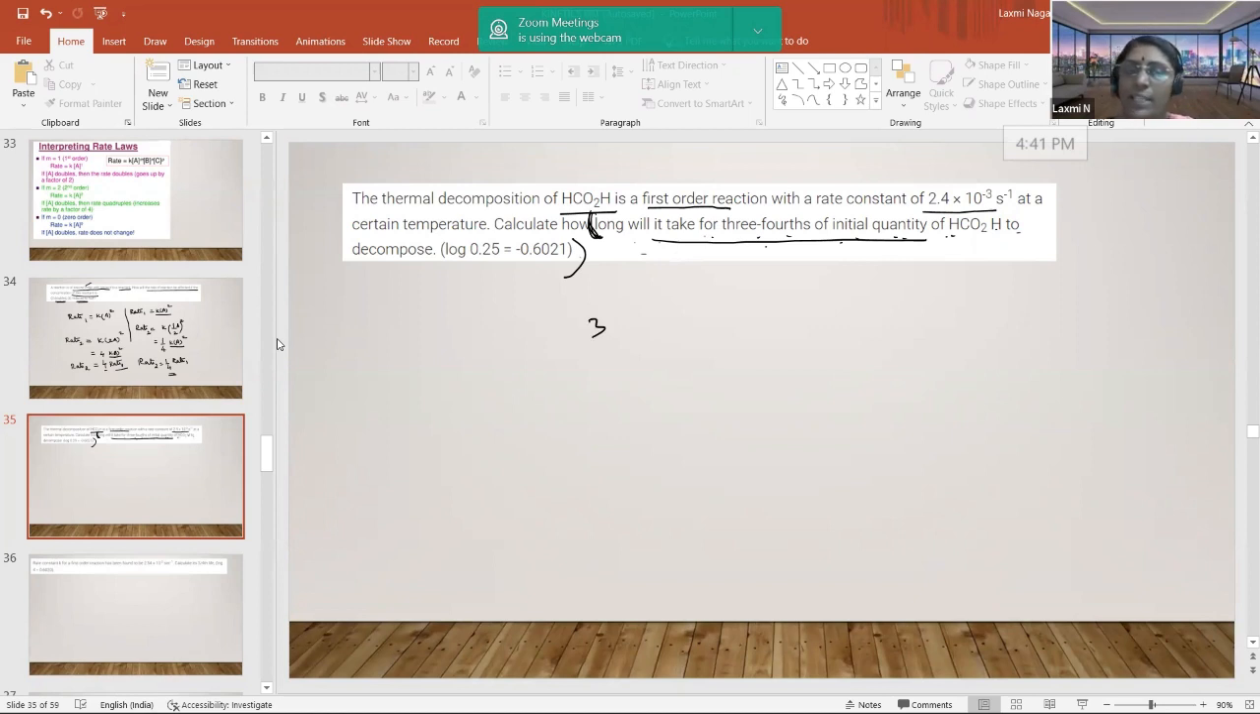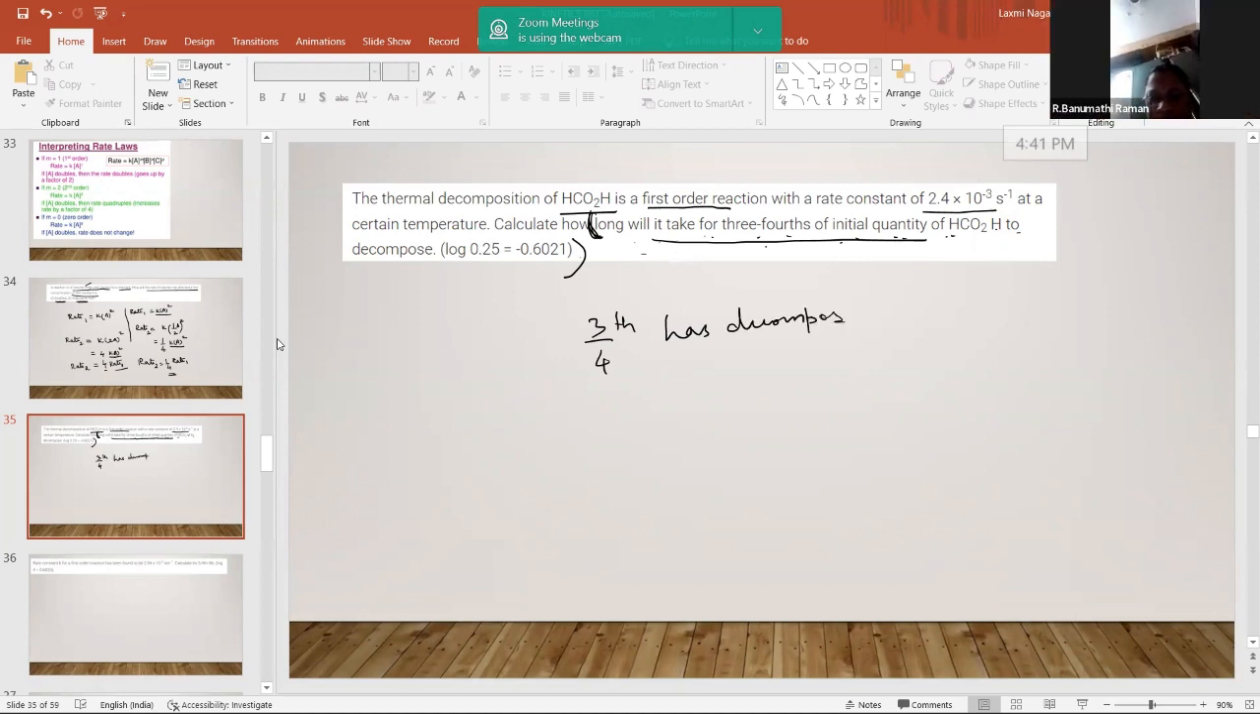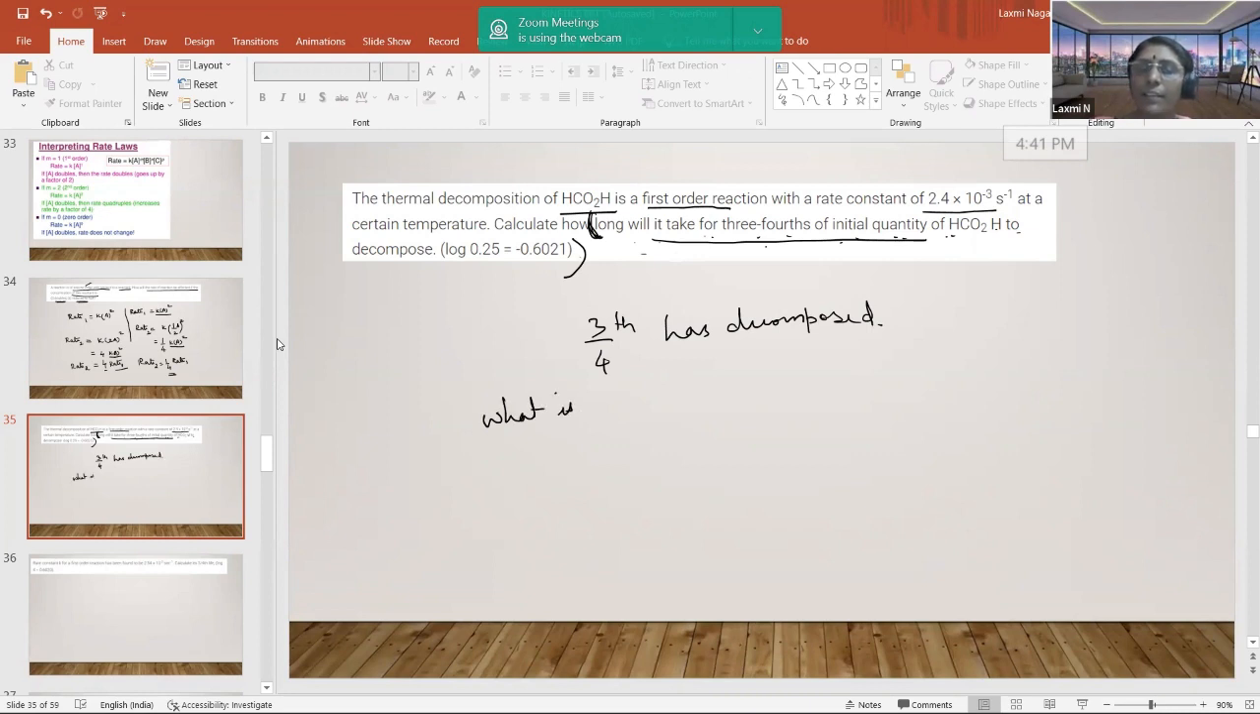So now they will say 3/4 has decomposed. So what is left out? 1 by 4. So if we had started with 1, if I say A naught is 1, then A, the amount of reactant left at a given time, is 1 by 4th of the starting material.